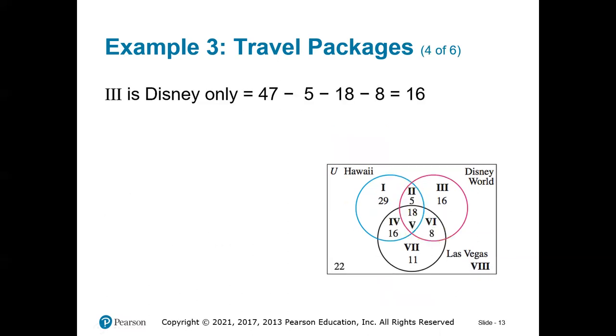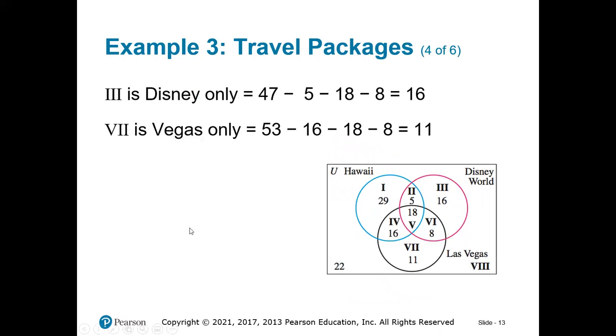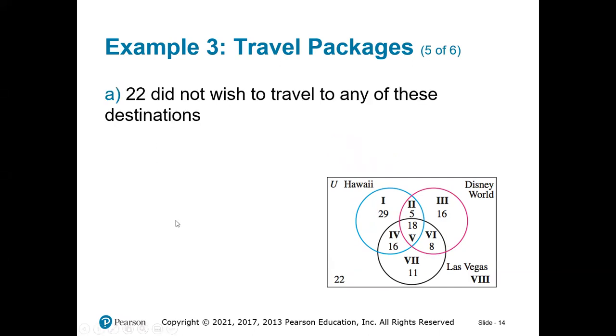It's very repetitive, and you do region 3, region 6, 7, and so forth. And at the end, you take 103, when you add up all these numbers, and subtract from 125, that gets you 22. Then once you fill all the regions, you go to the exercise and start answering your questions. So as you can see, one of the questions says, how many people don't want to go to any of these places? Well, the answer is 22.